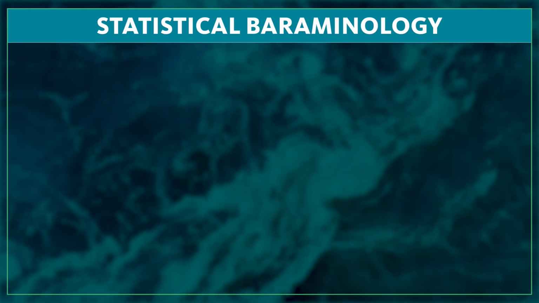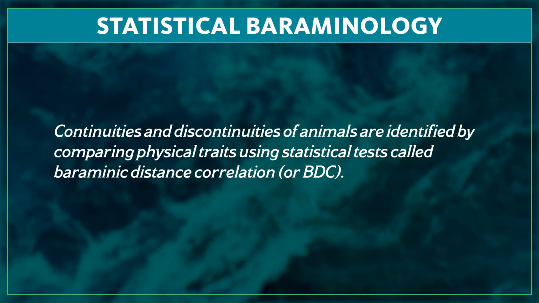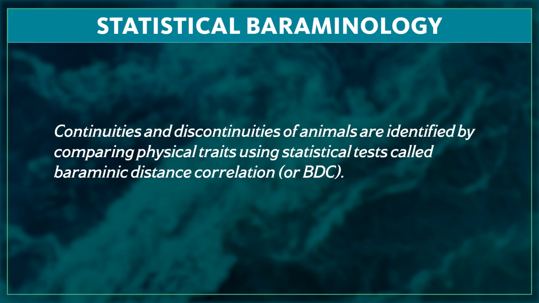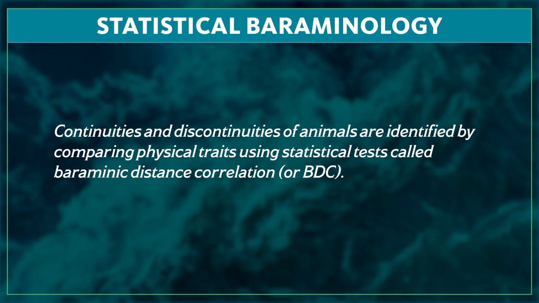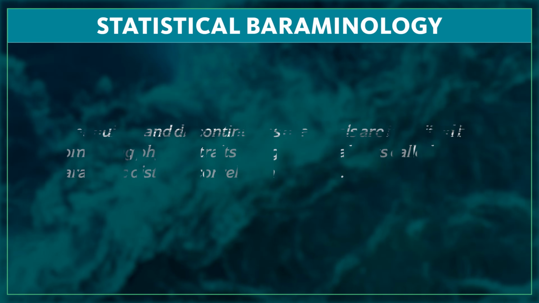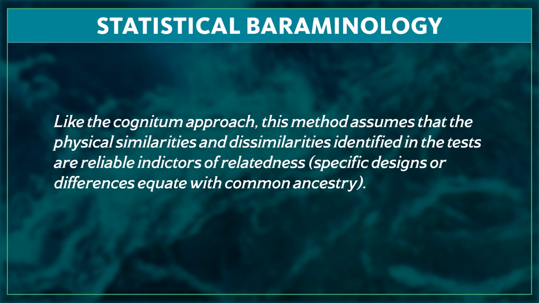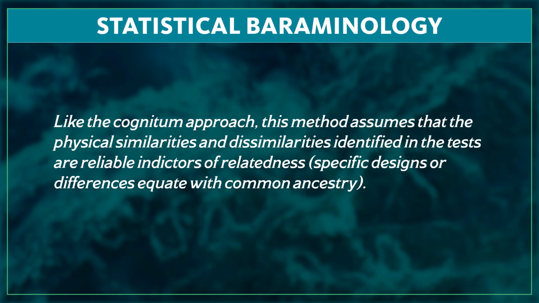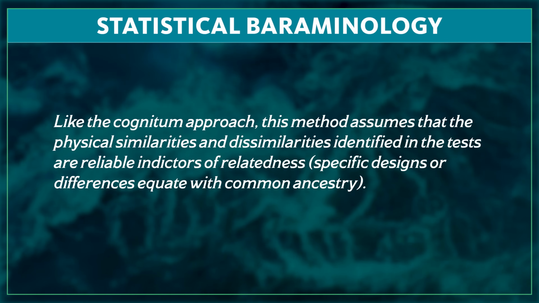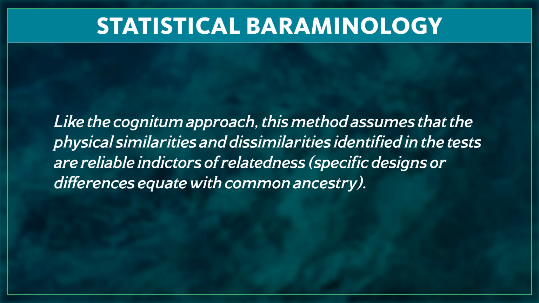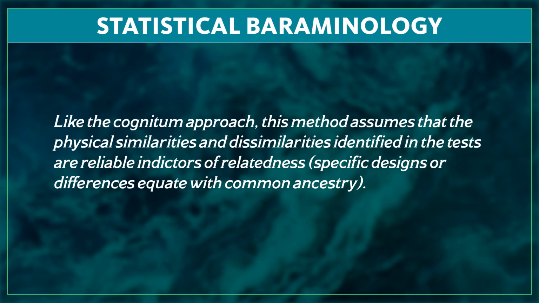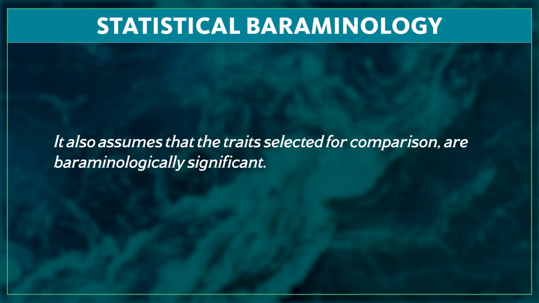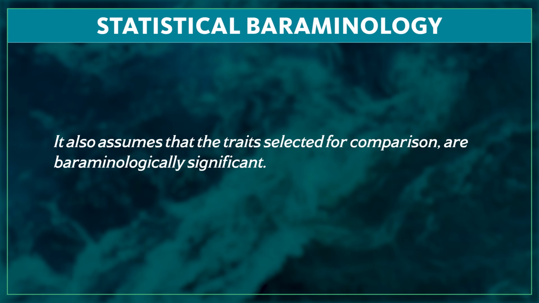In statistical analysis, continuities and discontinuities of animals are identified by comparing physical traits using statistical tests called barammetric distance correlation, or BDC. Like the cognitive approach, this method assumes that the physical similarities and dissimilarities identified in the tests are reliable indicators of relatedness. Specific designs or differences equate with common ancestry. It also assumes that the traits selected for comparison are baramin-ologically significant.